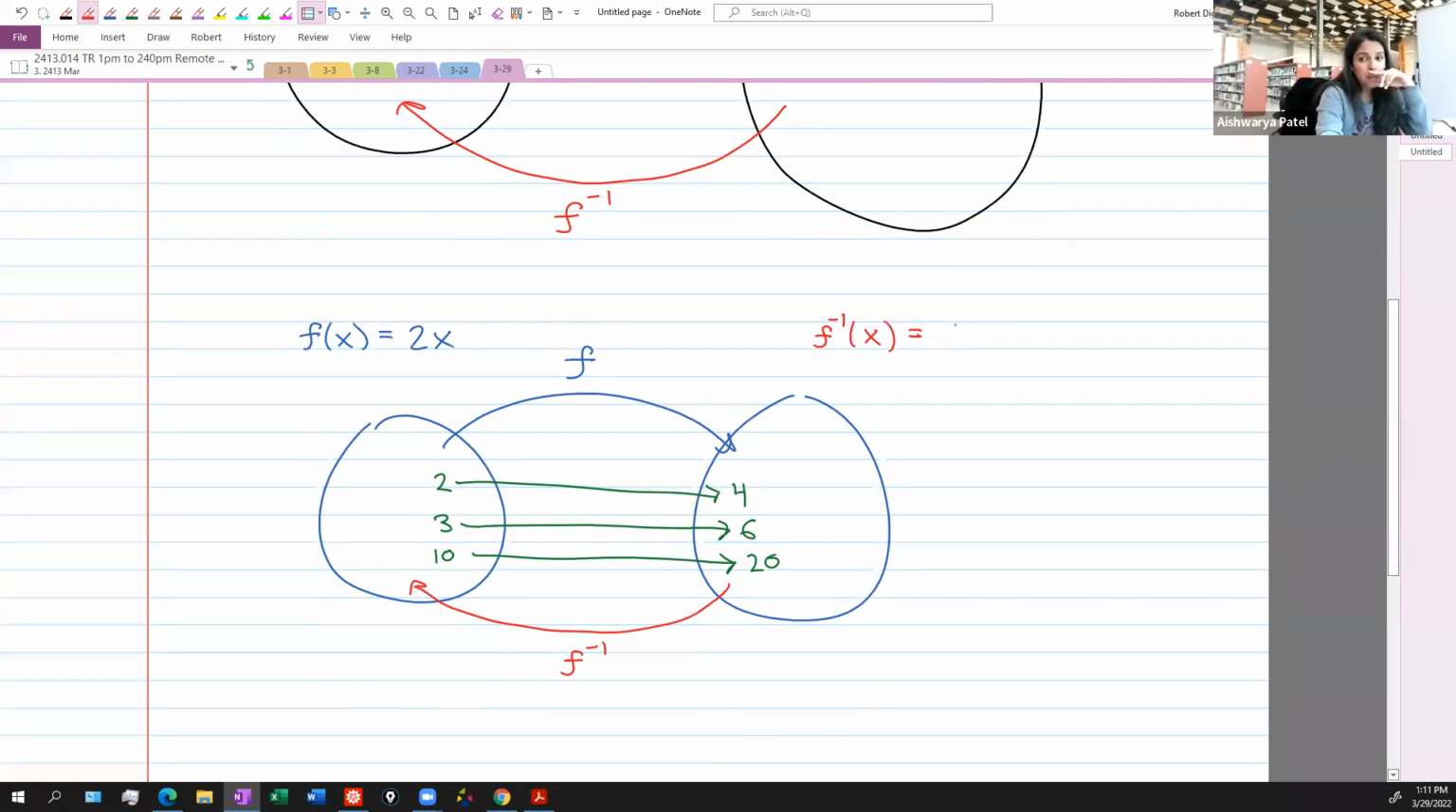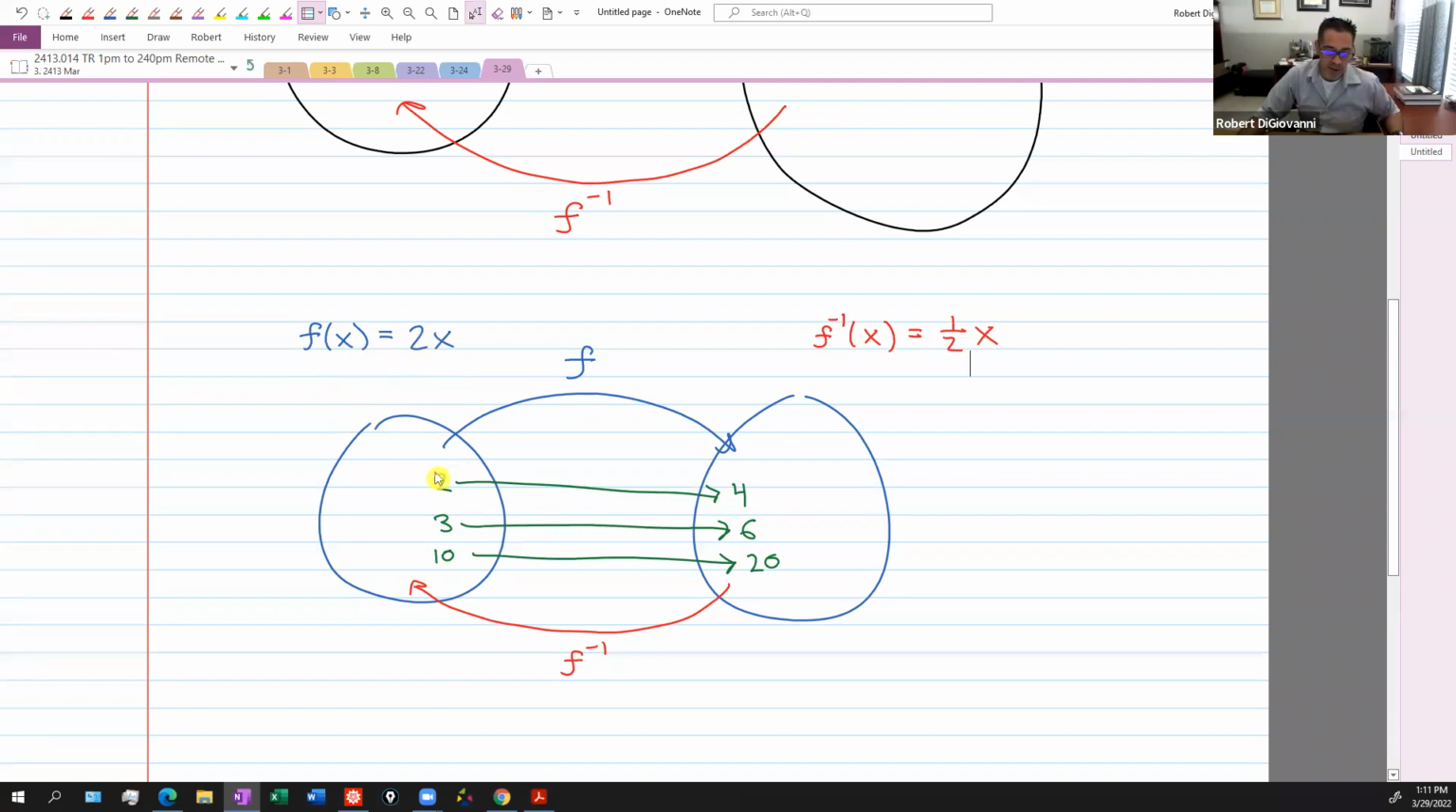Half of x, right? It's half of x. So the original function doubles the value. It takes 2 to 4. So to take 4 back to 2, we need to take half of it, right? Take 3 to 6, take it back. 6 to 3, you take half of it. So functions can have inverses.